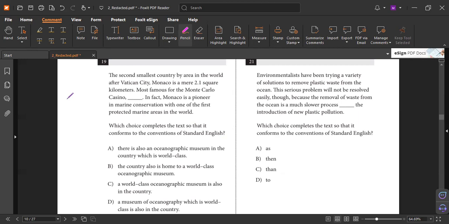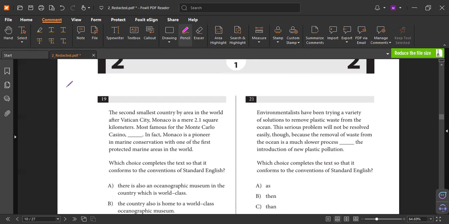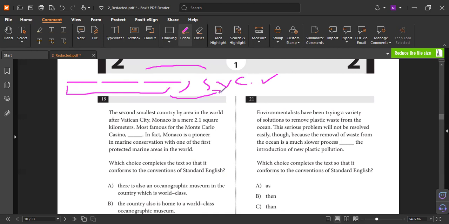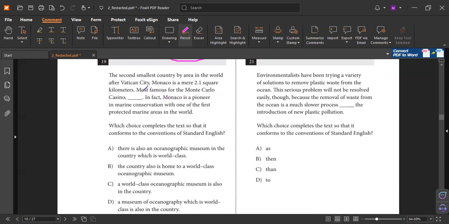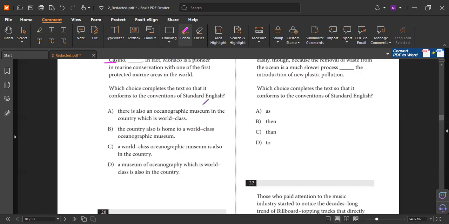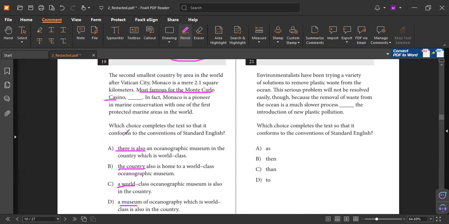Let me help you with this question. We test you sometimes on the modifier. What is the modifier? We give you a participial phrase or phrase at the beginning, and then a comma, and then subject, verb, complement. And remember, because it happens a lot in the test, this phrase describes the subject or the verb. Here we give you a phrase about the country, most famous for the Monte Carlo Casino. What is most famous for it? Here there is the country, here the world, here the museum. Which one is the subject related to? We need to read and catch what it is.